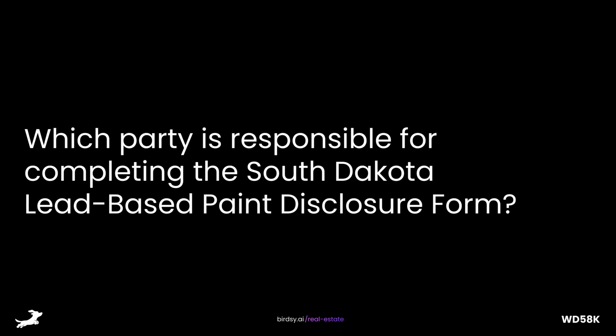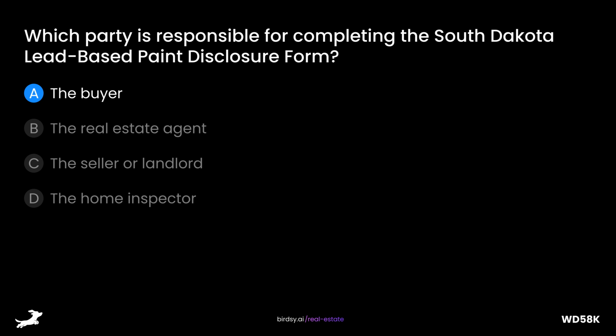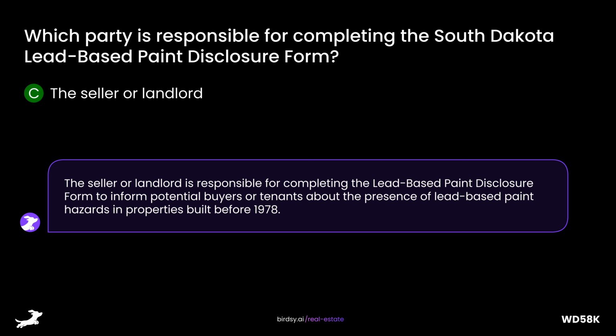Which party is responsible for completing the South Dakota lead-based paint disclosure form? Is it A, the buyer? B, the real estate agent? C, the seller or landlord? Or D, the home inspector? The answer is C, the seller or landlord. The seller or landlord is responsible for completing the lead-based paint disclosure form to inform potential buyers or tenants about the presence of lead-based paint hazards in properties built before 1978.